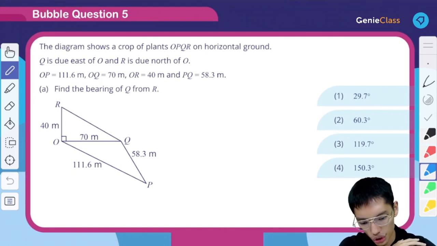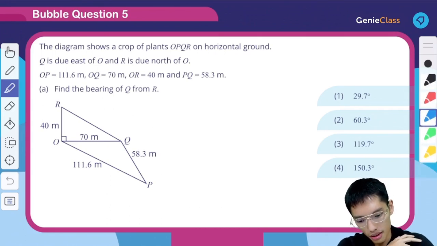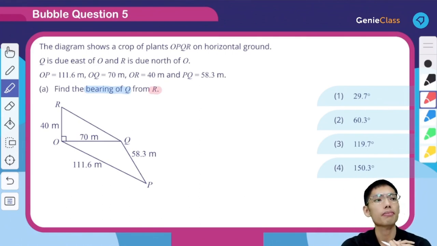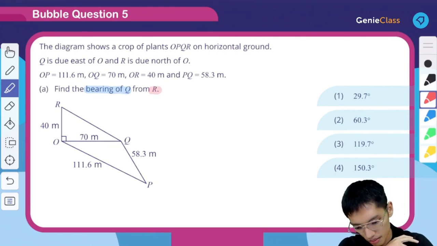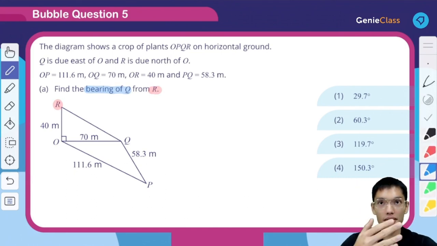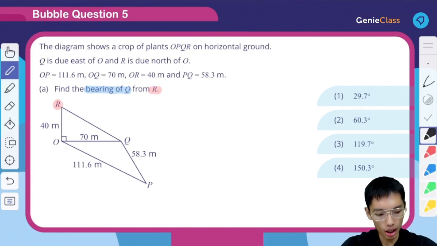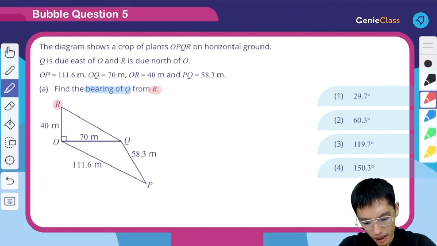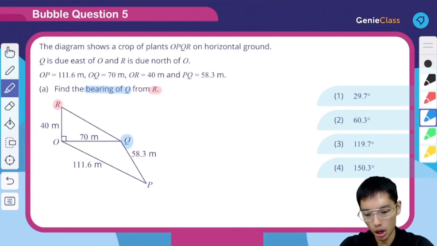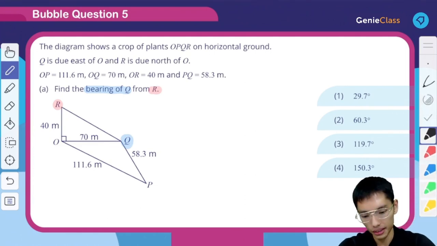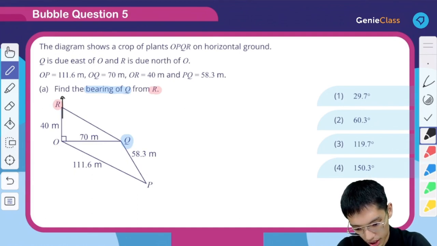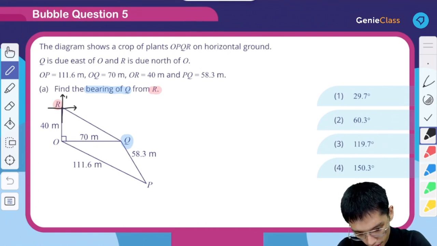Remember, bearing of Q from R. What does it mean? Bearing of Q from R. Where does my bearing come from? It comes from R. Right? From R. So bearing of Q. So I'm looking at the angle that I'm finding, in this case my bearing, from a specific location which is at R. So where's my north line? North line is here. This is my north line.